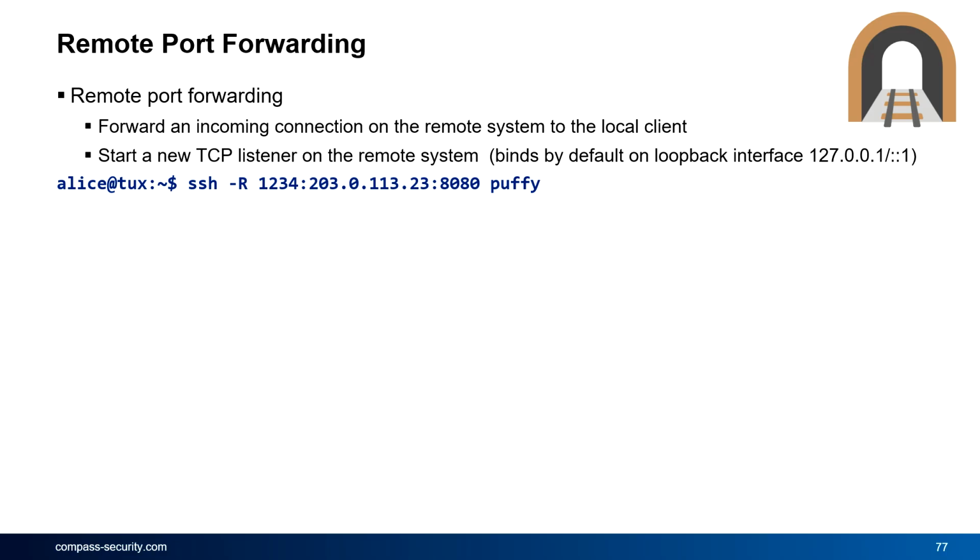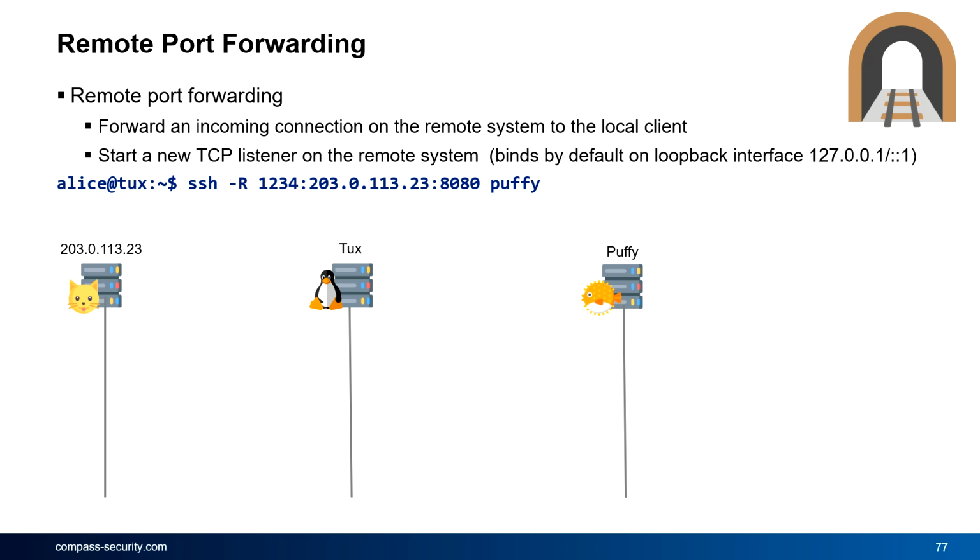So we specify -R and then the port where the service should listen, and then on the other side of the tunnel where it should connect. It looks like this. So we have the TOX user again. Then we have this remote system that listens on port 8080. And we can now establish this SSH tunnel.